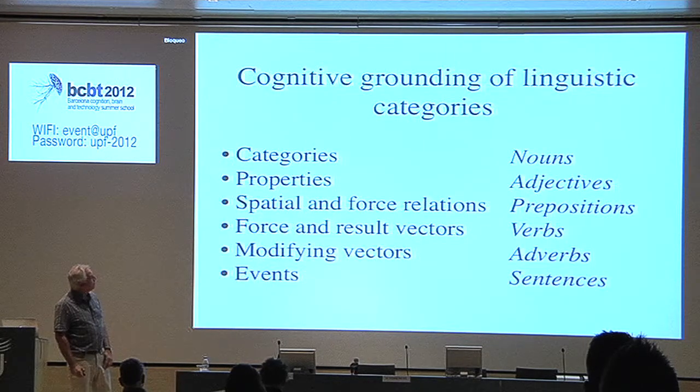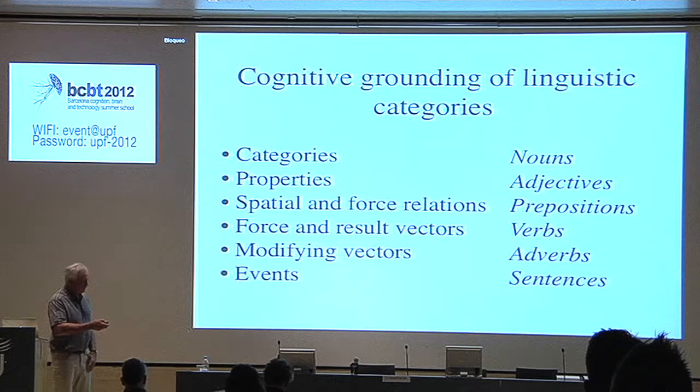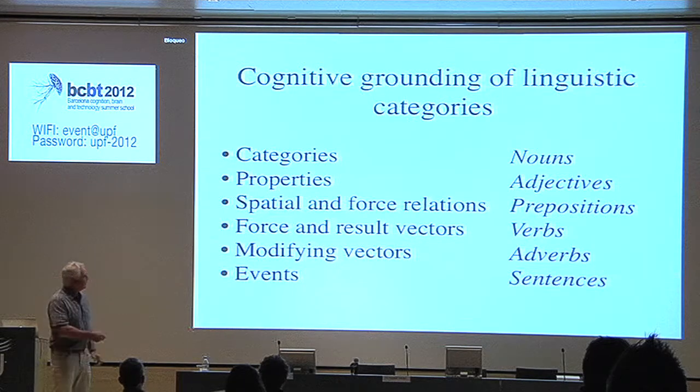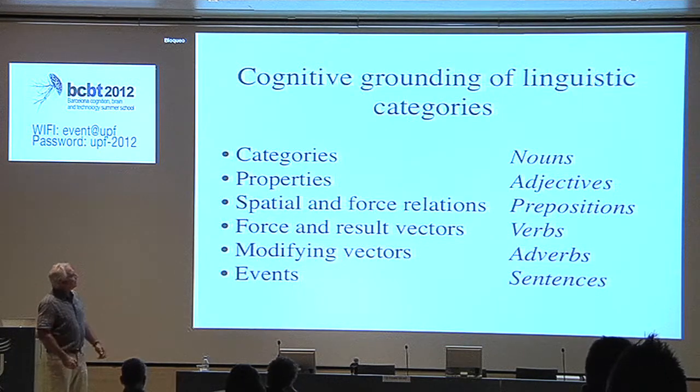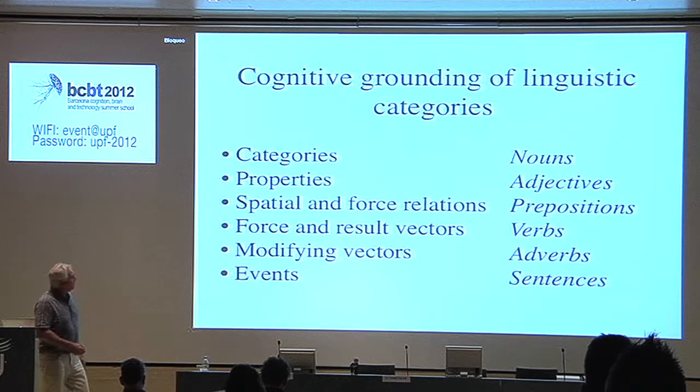Now let me get back to... I have more things to say about the verbs, but let's do that in the discussion. This is a kind of concluding picture here. I've talked a little bit about nouns and adjectives, and I've talked more about the verbs here, based on force and result vectors. And I said something about sentences mapping onto events. I can do a similar analysis for other word classes. Most adverbs modifying verbs are magnifiers of vectors, or they're modifying vectors.